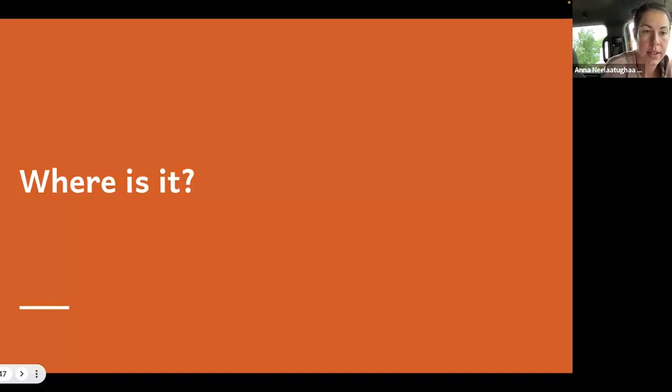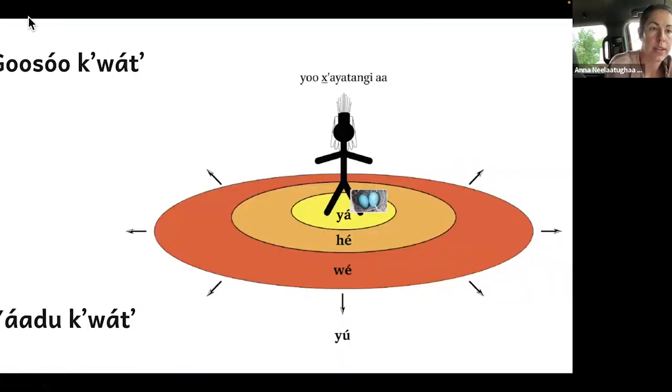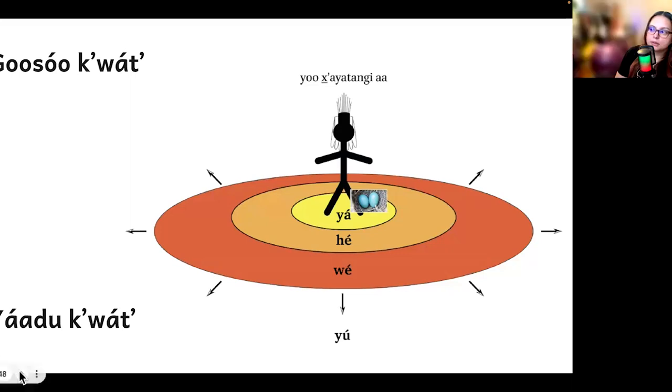For where is it? Since we practiced these together last time, let's just run the drills. I'll ask the question on the top, and you all answer with the response on the bottom. And if you have questions as we go, just let me know. So the first one I'll ask, gusukwat, and you all will say ya dukwat, etc.